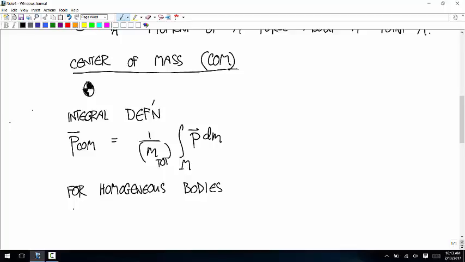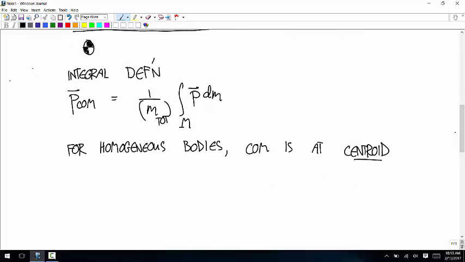For homogeneous bodies, the center of mass is at the centroid. And so in all cases in this class, we'll be able to calculate the center of mass based on the centroid. And that also is an integral definition. It looks pretty similar. The centroid you can think of as just the geometric center of the object. It doesn't take actual mass into account.